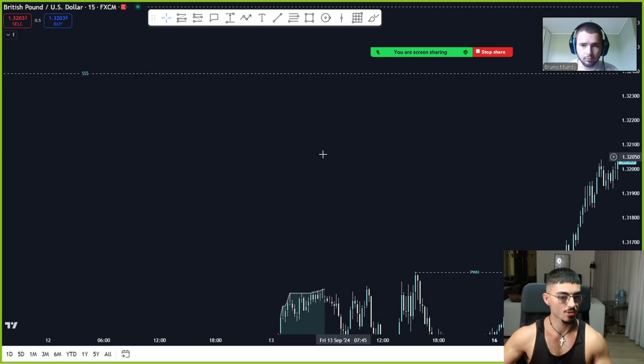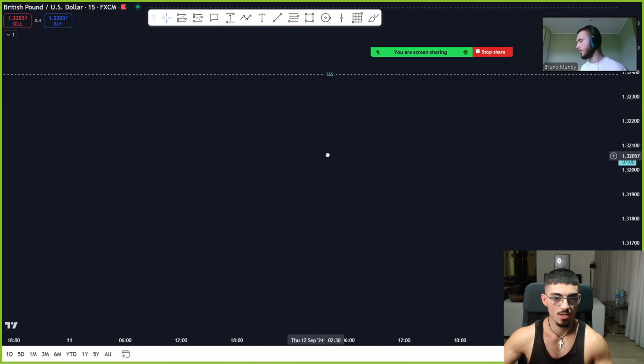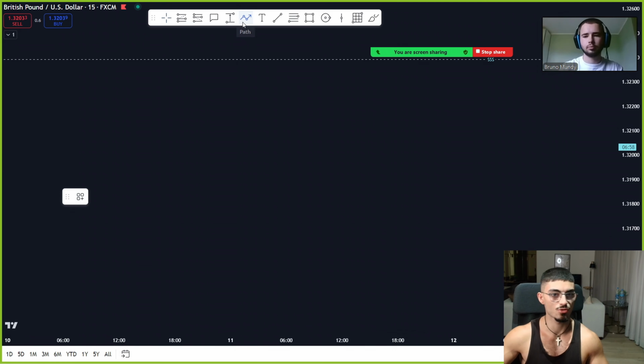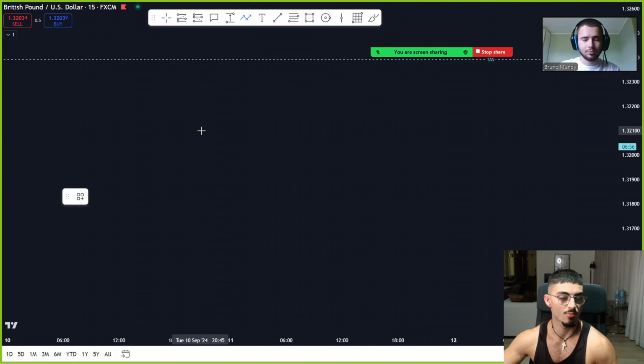Alright guys, so let's have a look at the charts now and I'll show you a quick example just using very simple tools on TradingView of how you can understand a break of structure and a change of character.